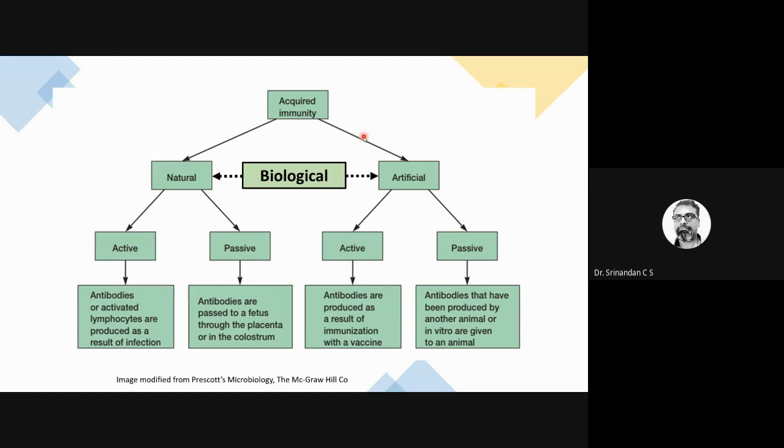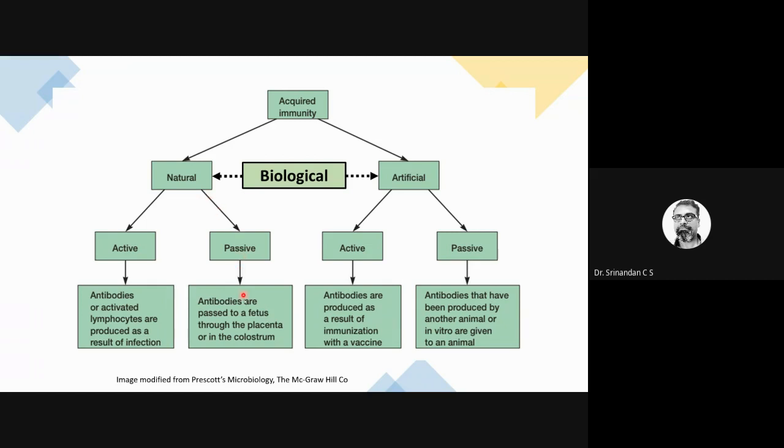Importantly, there is a natural as well as an artificial immune system in the biological sense. I'm not going for the non-biological artificial one now; I'll go later on for that. Biologically, there is natural as well as artificial. In natural, you have the active as well as the passive. In the active, an antigen comes in, and because the antigen has come in, the antibodies exactly to that will be produced. That is called active.